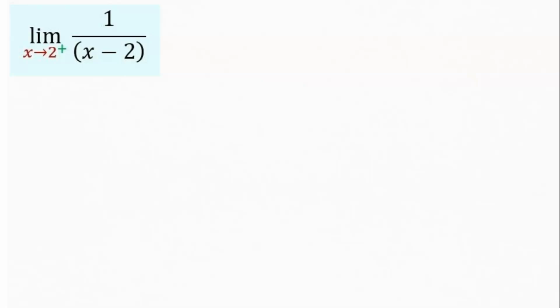This question is asking us to determine the limit as x approaches 2 from the right. So notice we've got that little plus sign in the exponent there of 1 over x minus 2. So what we're looking at right now is a right-hand limit. The limit as x approaches 2 from the right.